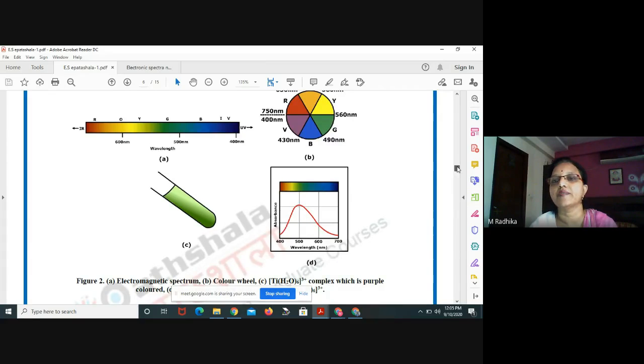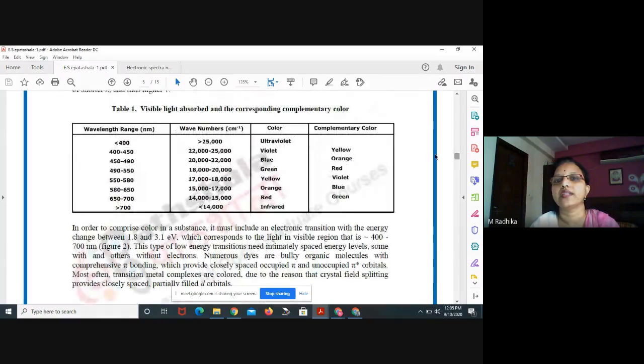If it is absorbing green, it should be violet in color. So if it is green, it should be generally reddish violet in color. Okay? So that is what they have seen.